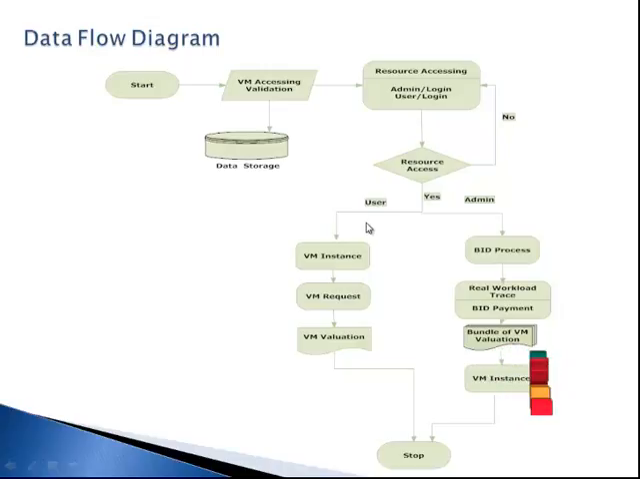If the user enters the site, the VM instance, VM request and VM valuation processes are done here. The user enters the posting details, like the website name, the purpose, and the cost. The details are sent as a request to the admin. The admin checks the VM process and the VM payment also. If it is okay for the VM process, the response is sent to the users.